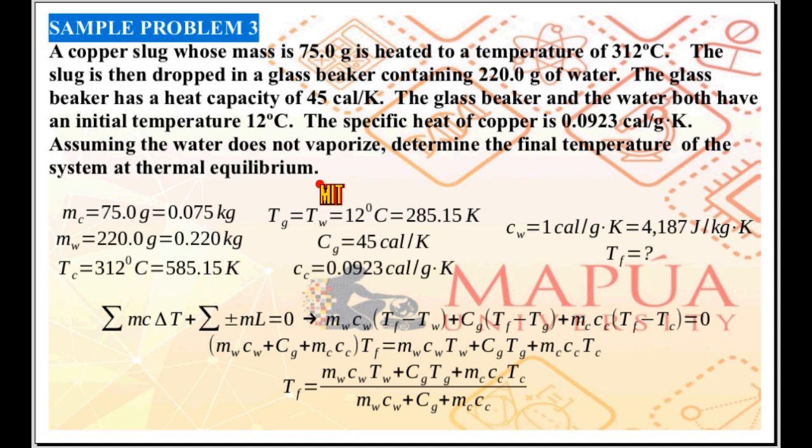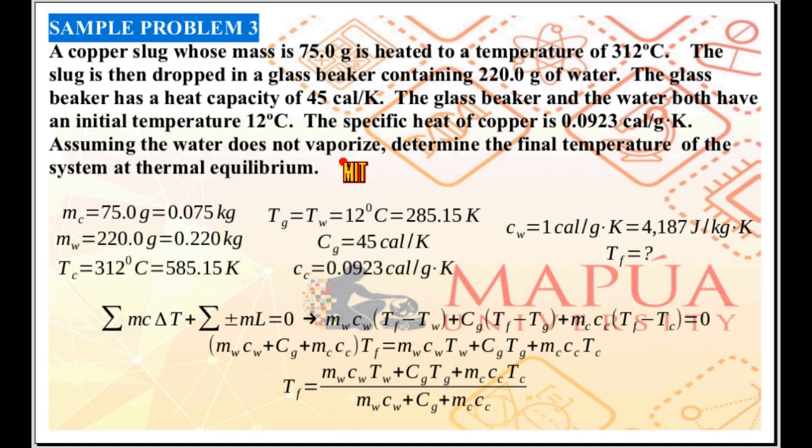So we have 3 objects in the system. You have the copper slug, mass is 75 grams. Then you have the glass beaker, no mass is provided. Inside the glass beaker, you have water. Mass of the water is 220 grams.